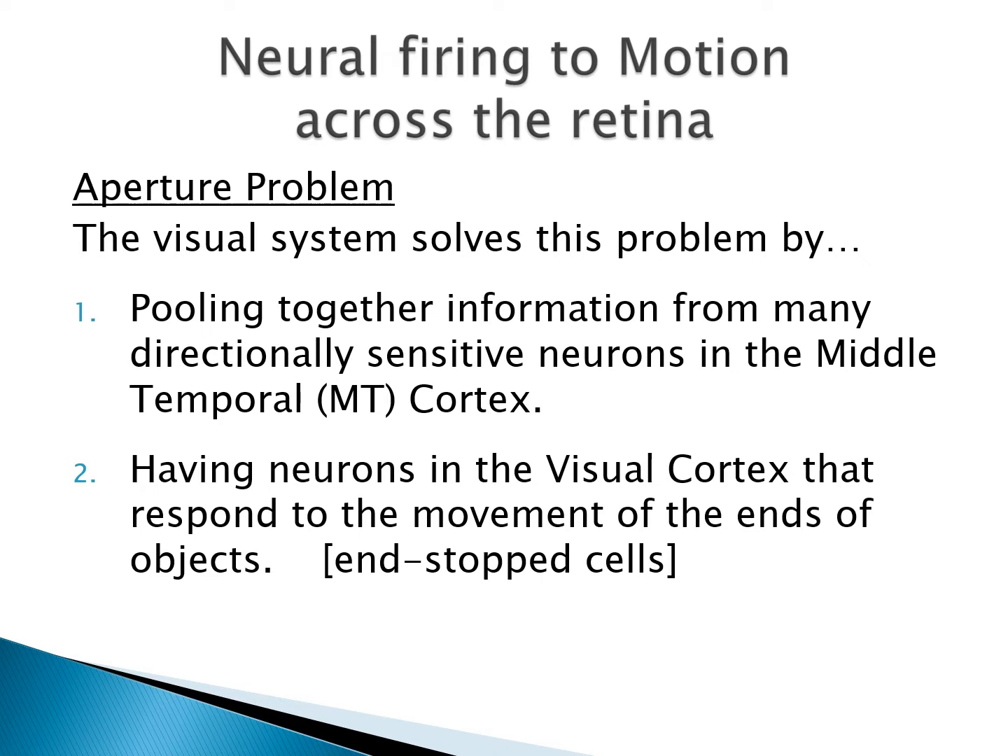The second way the visual system solves this problem is by having those end-stopped cells. If you remember, the end-stopped cells in the visual cortex responded to a line of a particular orientation, moving in a particular direction, that was also a specific length and angle. So they're really responding to the movement of the ends of objects. That information gets pooled as well into the middle temporal cortex, which tells us more specifically whether this is moving to the right or up and to the right when we put this all together.